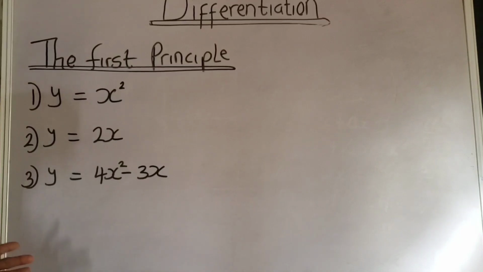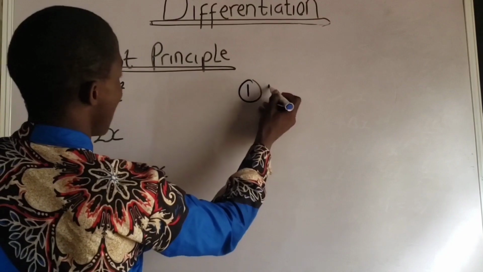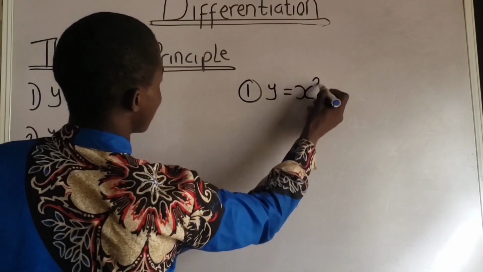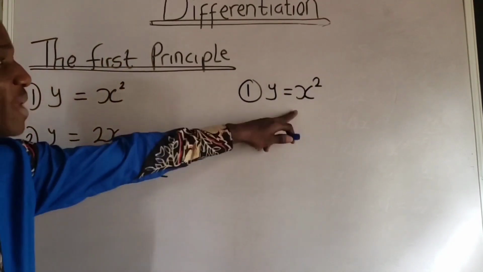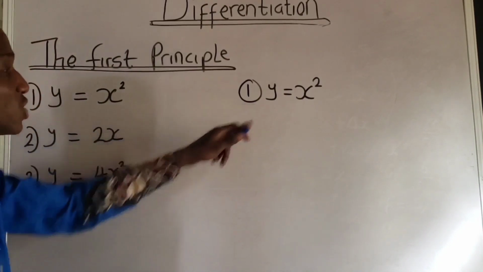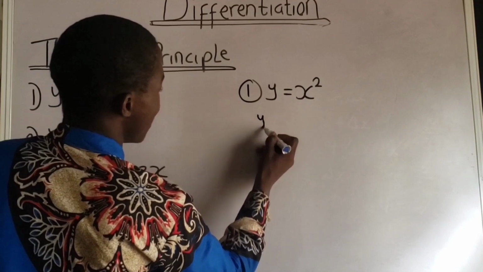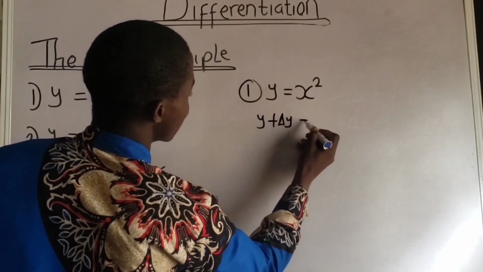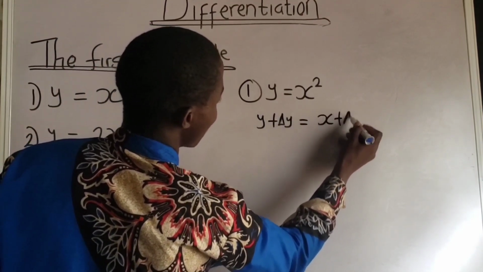To find the derivative of this curve using the first principle, we proceed as follows. The first step is that let there be an increment in x by delta x. There will also be a corresponding increment in y. In that case, the first equation is y is equals to x squared. If I increase x by delta x, there will also be a corresponding increment in y by delta y. So I'm going to have y plus delta y is equals to x plus delta x, the whole squared.